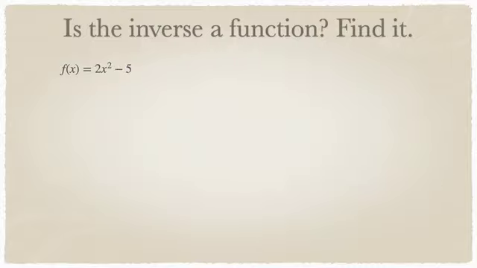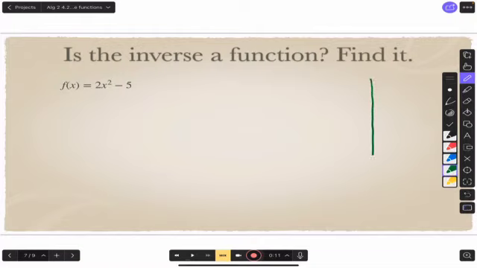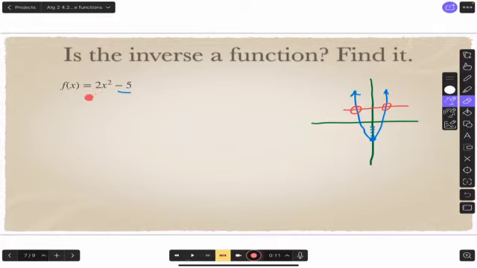So the inverse is not a function. Let me just sketch that graph for you real quick. It looks something like this. The -5 slid it down by 5. The 2 in front of the x squared makes it pretty narrow. So the parabola looks something like that. But it flunked that horizontal line test, and so this function does not have an inverse function.